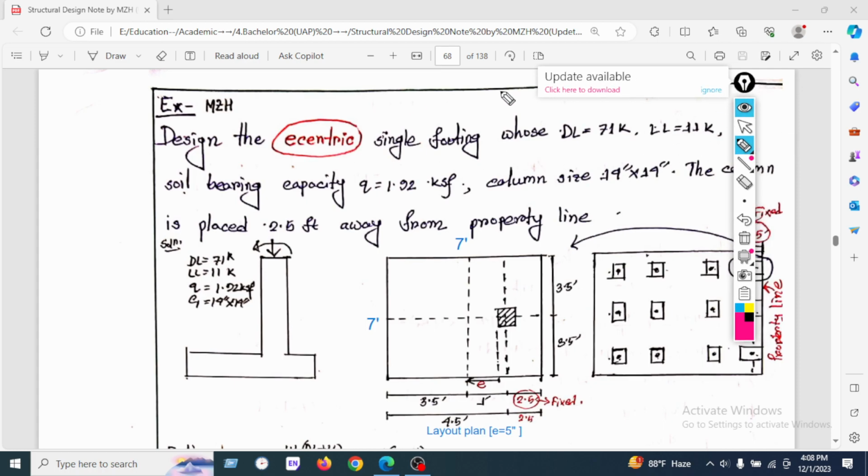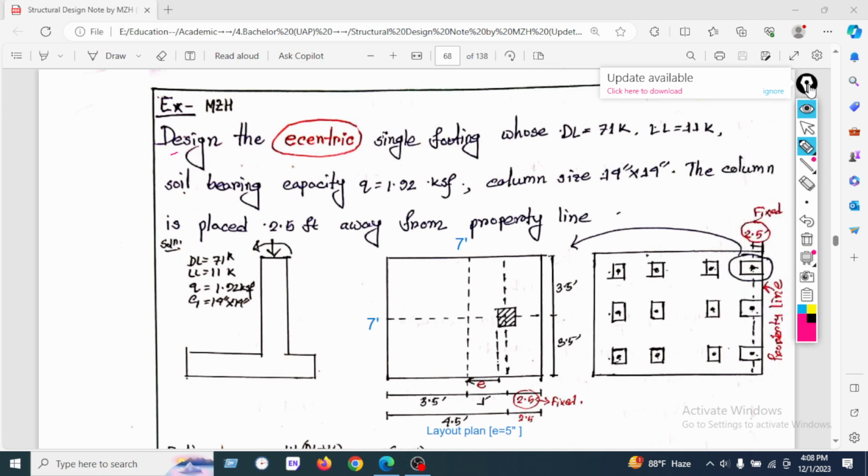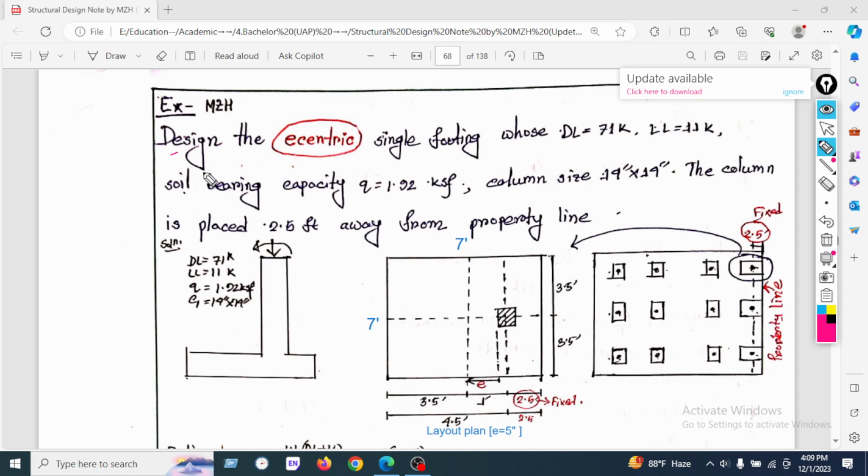So here is the data of the footing. So let's read the question first. At first, here is given: design the eccentric single footing whose dead load is 71 kip and live load is 11 kip, and soil bearing capacity is 1.92 ksf, and column size is 14 by 14 inch, and the column is placed 2.5 feet away from the property outline.